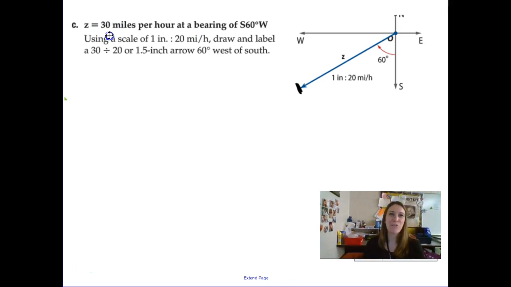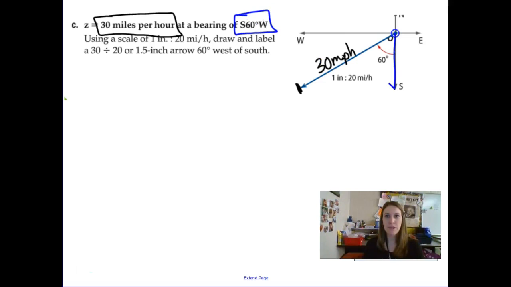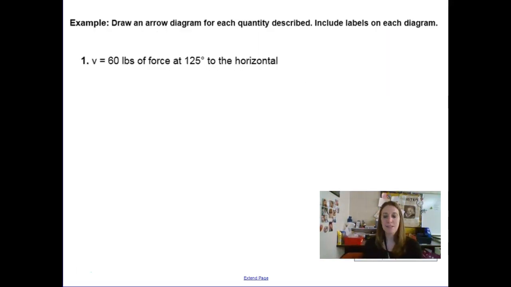So here we have 30 miles per hour, so there's your magnitude, which we need to label here. And then the bearing this time is south 60 west. So you start at the south line, and then you head towards the west 60 degrees. There we go. All right, so now we're back to your notes. They want us to draw this, so I always start with the bearing itself, and I'll come back and label the magnitude, 125 degrees to the horizontal. So when they say that, they're referring to the positive x-axis.